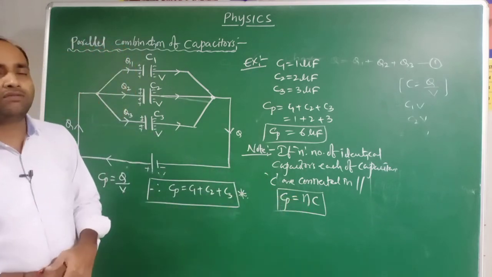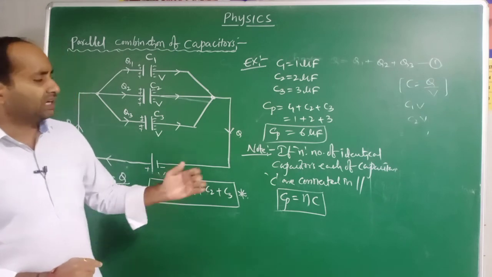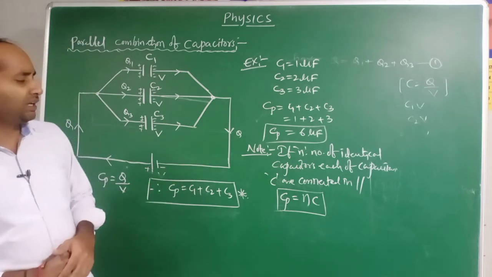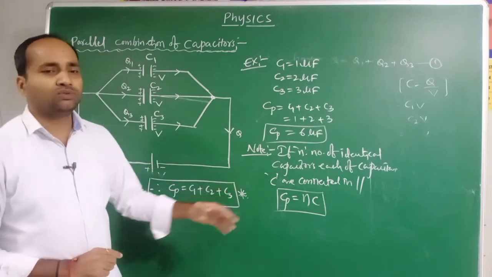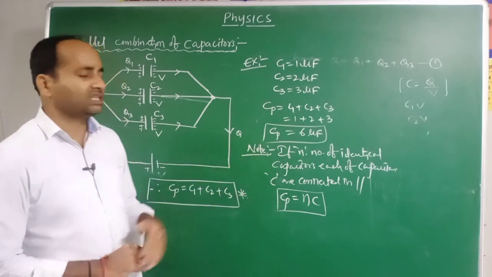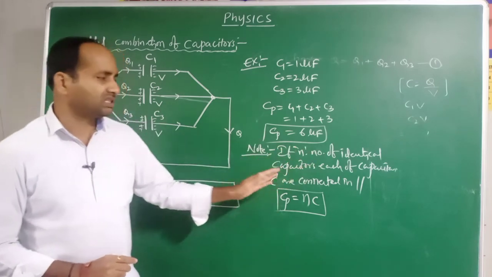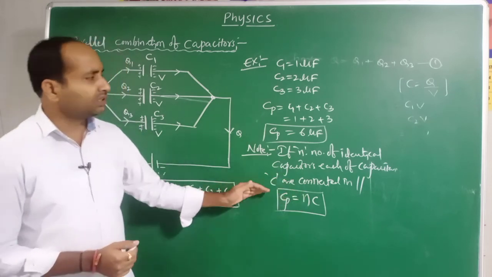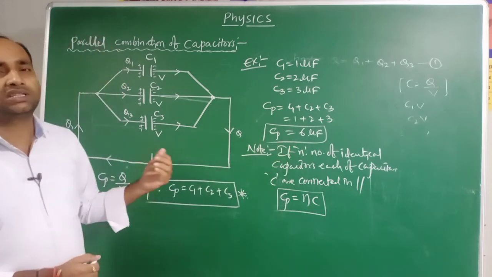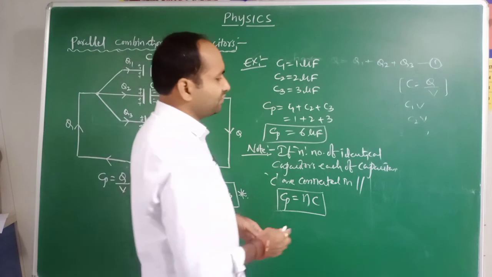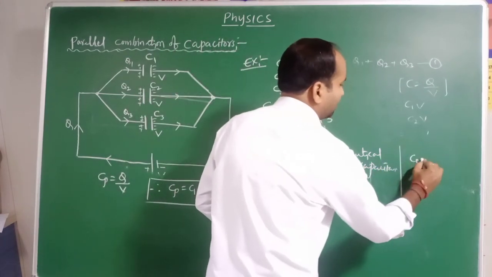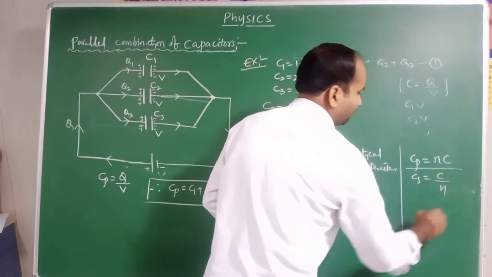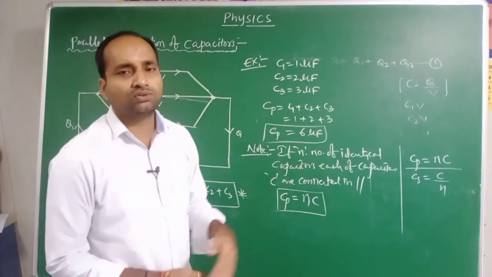Suppose n number of identical capacitors are first connected in parallel, then connected in series. Then what should be the ratio of CP to CS? If n number of identical capacitors, each of capacitance C, are first grouped in the parallel combination, then connected in series combination, what should be the ratio of CP to CS? We know that CP is equal to nC, and CS is equal to C by n.